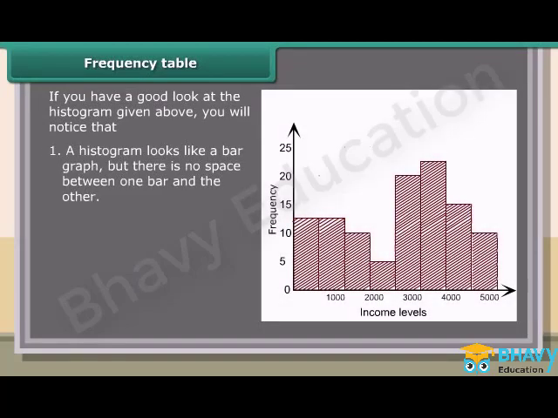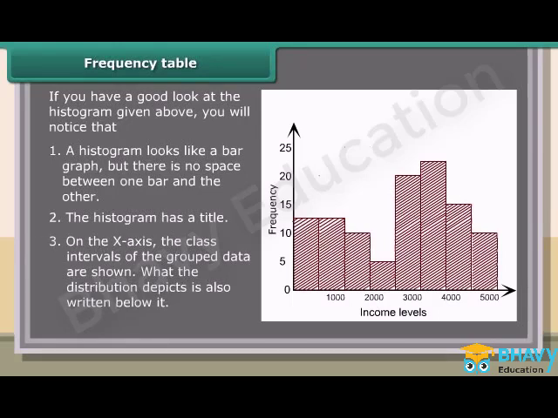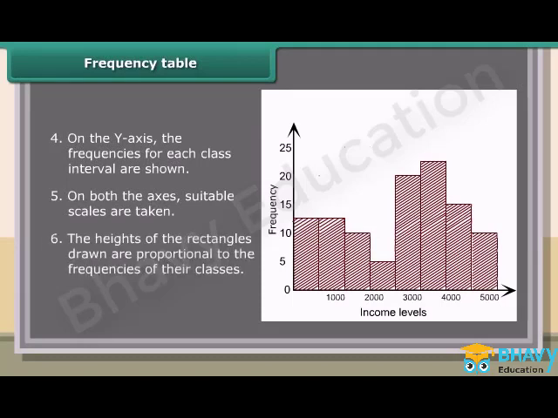1. A histogram looks like a bar graph, but there is no space between one bar and the other. 2. The histogram has a title. 3. On the x-axis, the class intervals of the grouped data are shown. What the distribution depicts is also written below it. 4. On the y-axis, the frequencies for each class interval are shown. 5. On both the axes, suitable scales are taken. 6. The heights of the rectangles drawn are proportional to the frequencies of their classes.